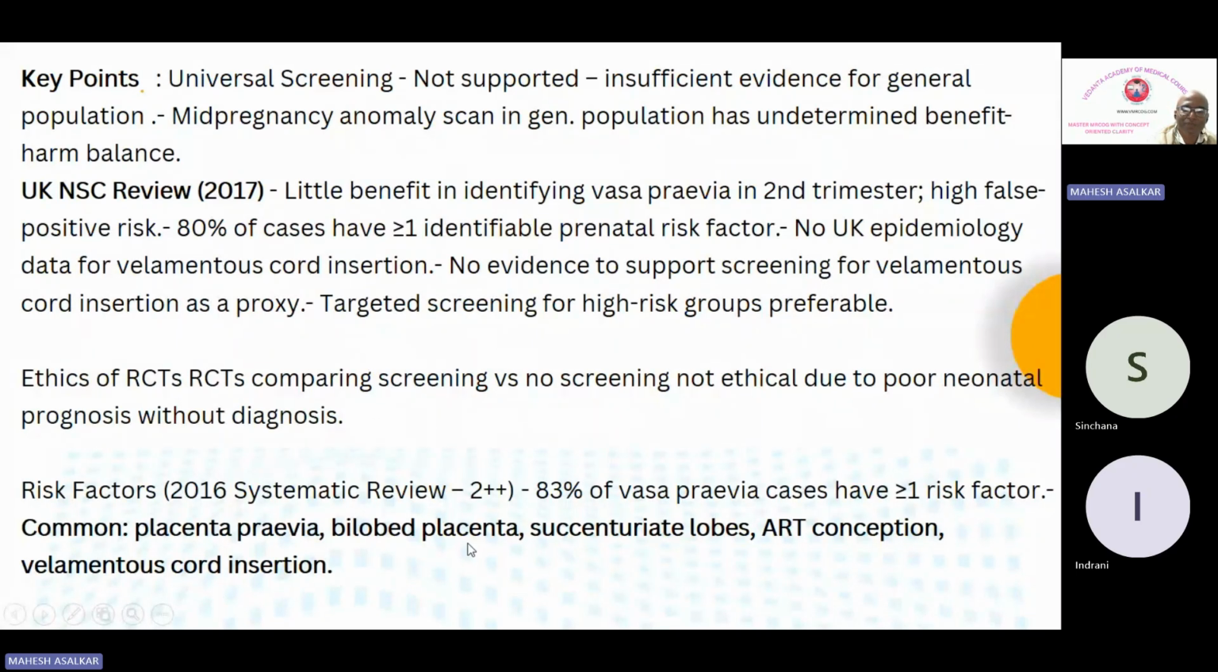So what are the risk factors? 83% of vasa previa will have more than one risk factor. The common ones are placenta previa, bilobed placenta, succenturiate lobe, ART conception, and filamentous cord insertion. So these are the high risk factors which are associated with vasa previa.